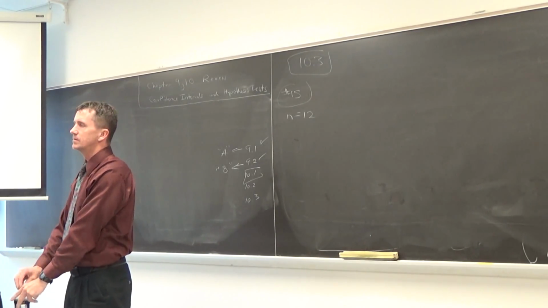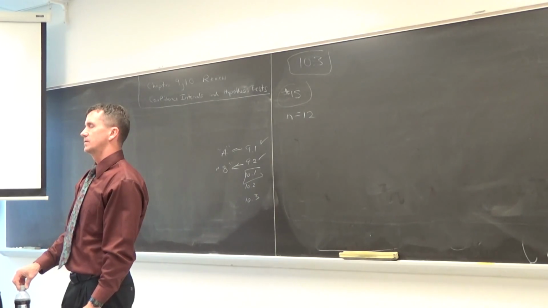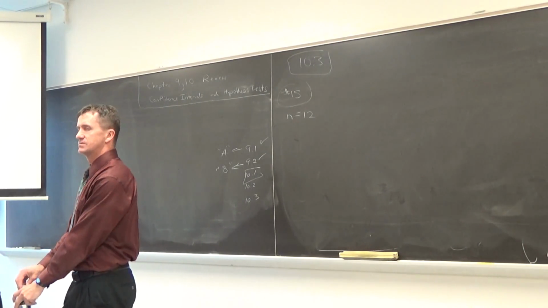Cool? So when they say it's approximately normal, then you don't have to do the checks because they're telling you that it is. They already checked it out for you. You're right, the sample size wouldn't have to be greater than or equal to 30. It could be, like in this case, 12. Okay. So very good question.